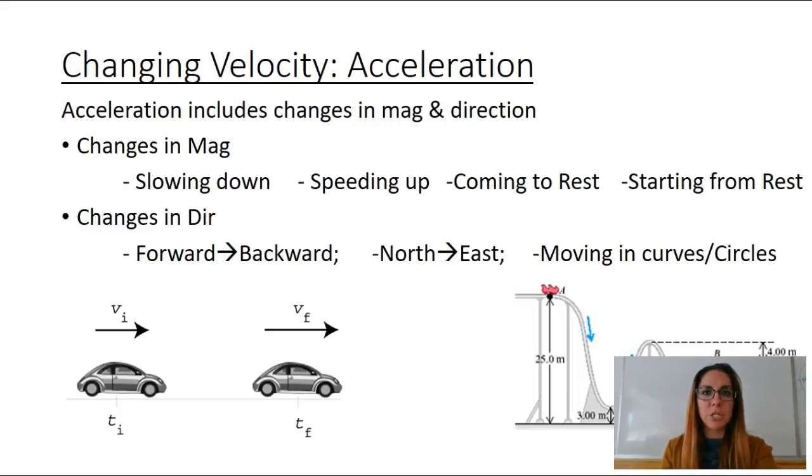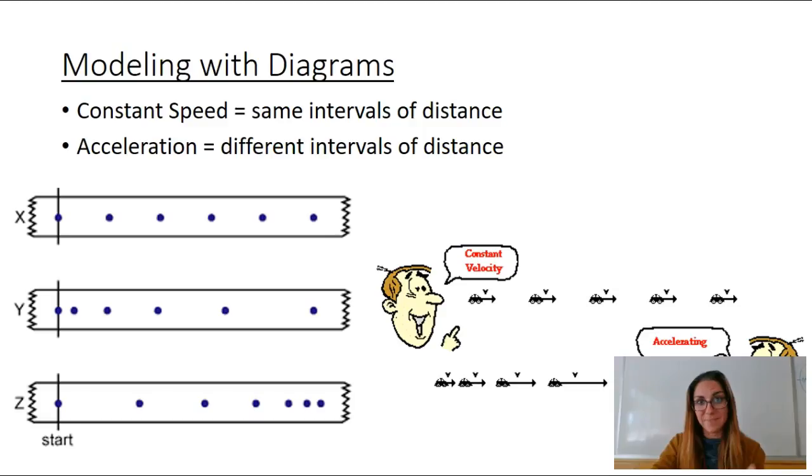So you can see the changes in magnitude. Now remember, magnitude means value. So anytime you change your value of speed, you have an acceleration. But remember, velocity has a direction piece too. So anytime you change your direction, you accelerate. Some examples, like moving backwards and forwards, that's an acceleration because you change your direction. If you start moving north and then go east, that's a change in direction. You've accelerated. And anytime you go in curves, you're going to accelerate. So I have this little diagram right here of an object that is experiencing curves or circles. When you change the direction, you have acceleration.